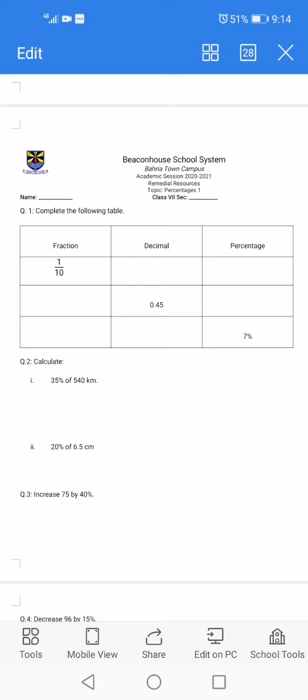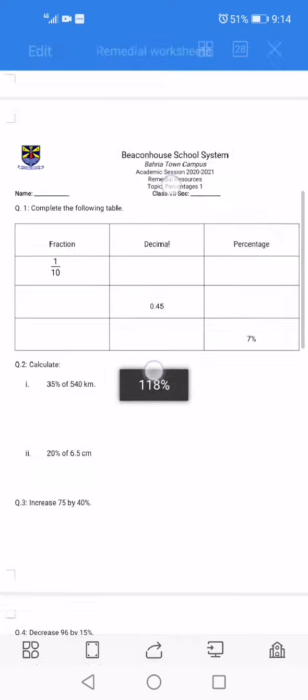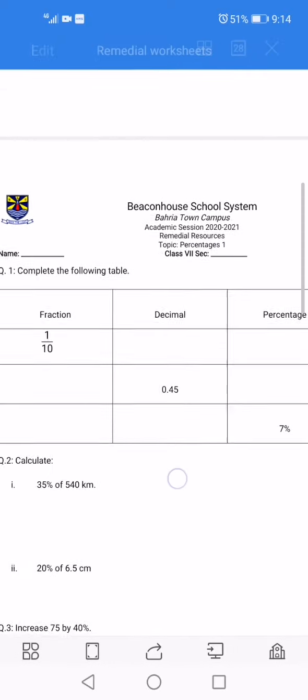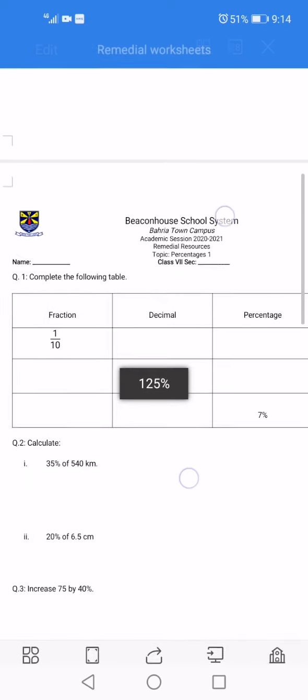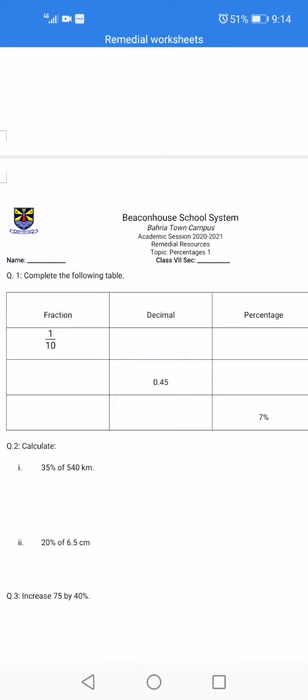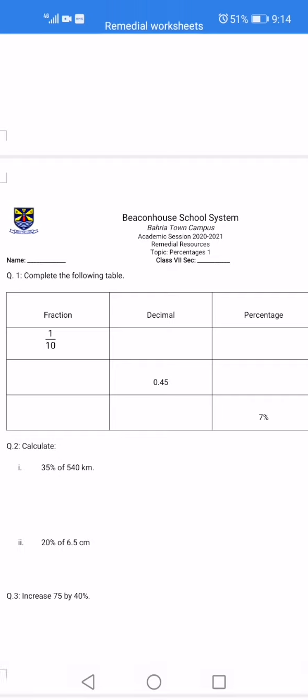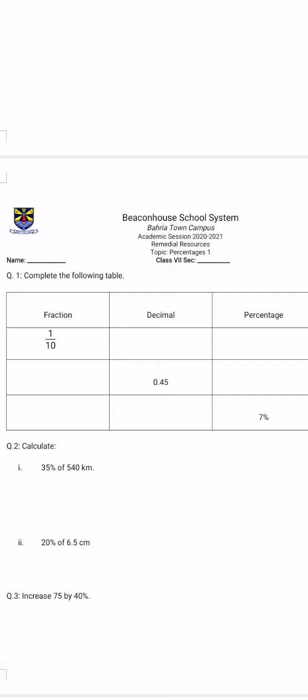So let's have a look at question number one. I have already attached this document with this post, so later on you can do it. Right now we are just going to discuss it, and this will help you to solve this question yourself. Now if you look at question number one, you can see a table is given here, and in the first column a fraction is given, 1 over 10. We need to convert this fraction into decimal and also into percentage.